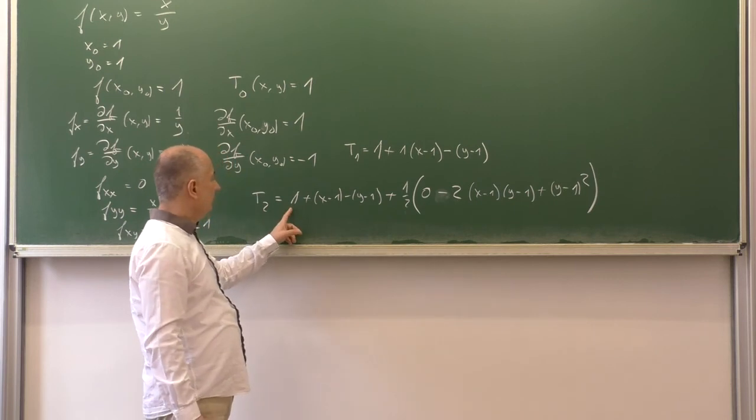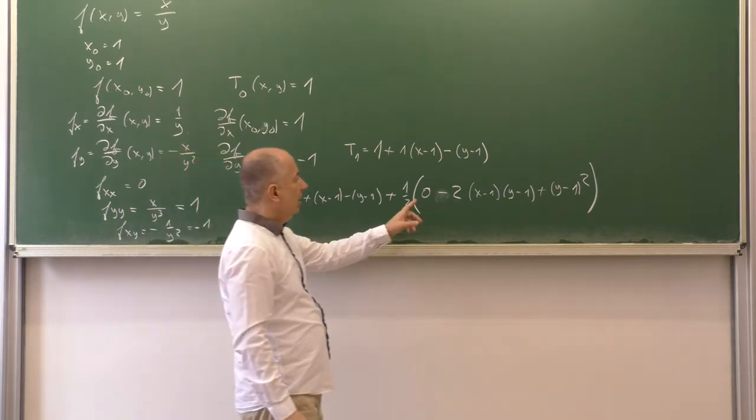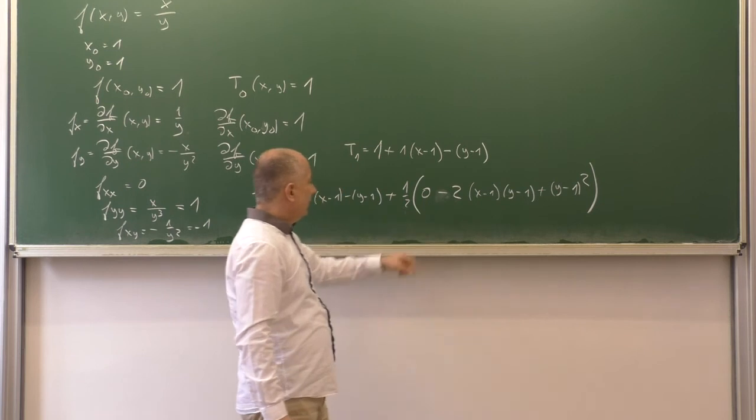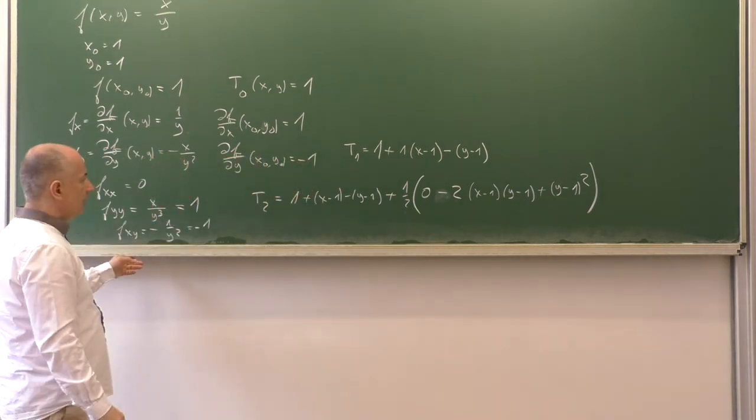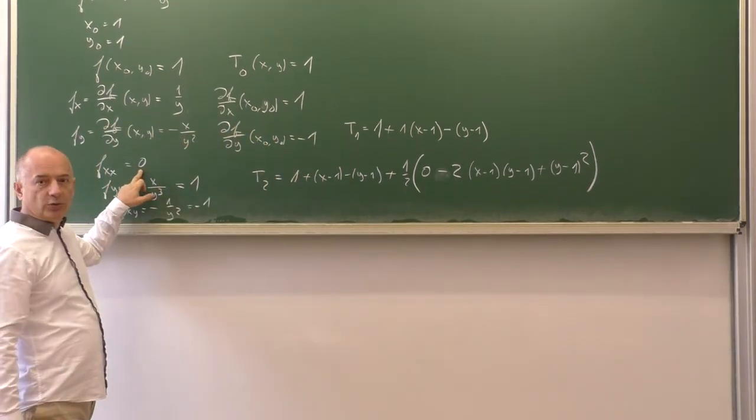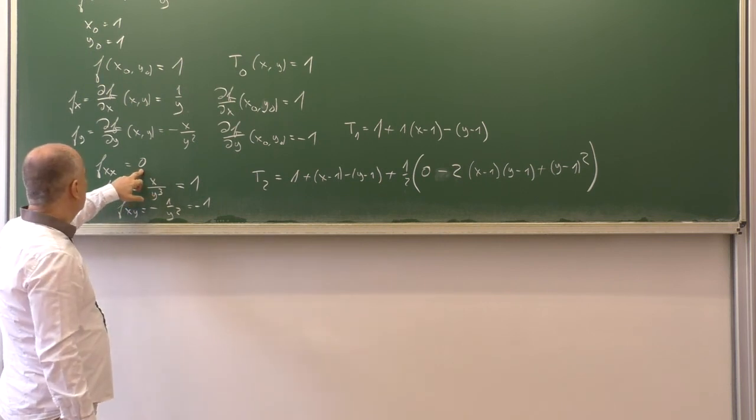It has the absolute part, the linear part, and the quadratic part. There is no term, there is nothing here because the second derivative with respect to x at this point is 0.